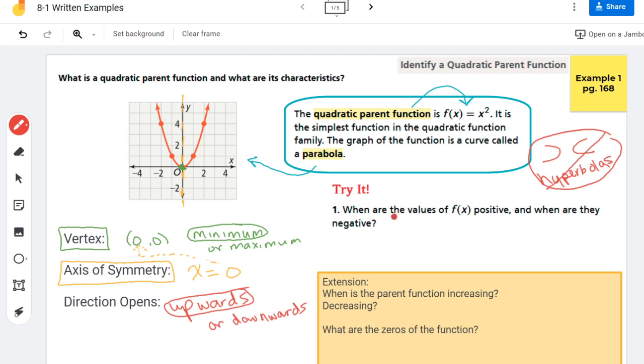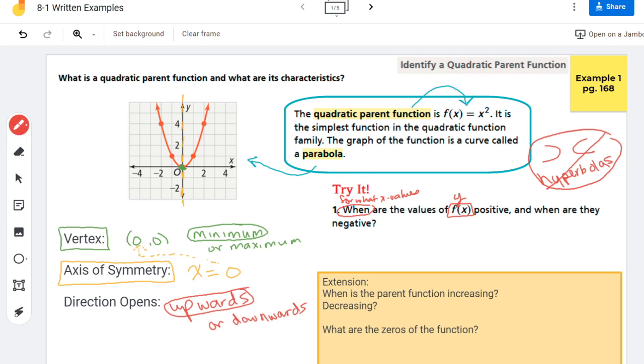So the try it says, when are the values of the function positive and when are they negative? Now remember, if it says f of x, that means y. So this is asking for what x values, okay, that's what it means by when. So for what x values are the values of y positive and when are they negative?